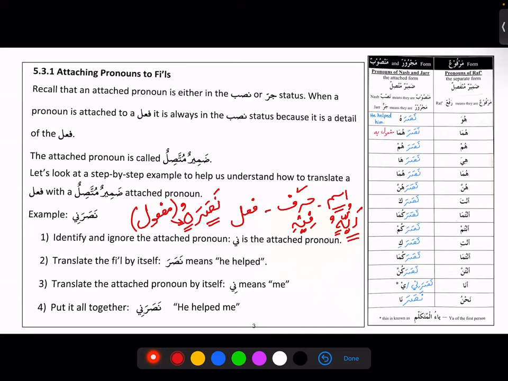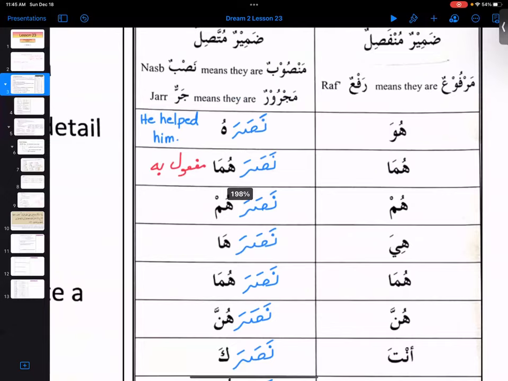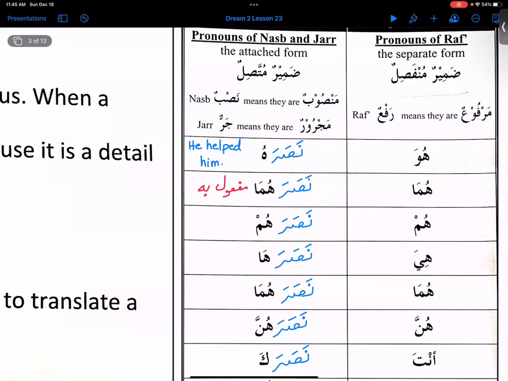So let's see all these 14 pronouns, how we can use them with the fail. Nasara, who? Nasarahu. What is the translation? He helped him. And this "him" is: he helped who, right? So I said this "who" is maful, but soon we are going to learn that there are different kinds of maful. And this attached pronoun with the fail is always one kind of maful, which is maful bihi.